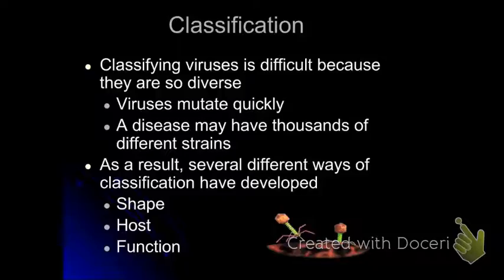Viruses are hard to classify because they're very diverse. They mutate very quickly, which is another reason why it's very difficult to fight them. And diseases may have thousands of different strains, which is why you need a flu shot every year, and also why your flu shot will include many different strains and preparations of strains against what the CDC thinks the most common flu strain is out there. So as a result, several different ways of classification have developed: shape, host, and function. Those are the three ways that viruses are classified.